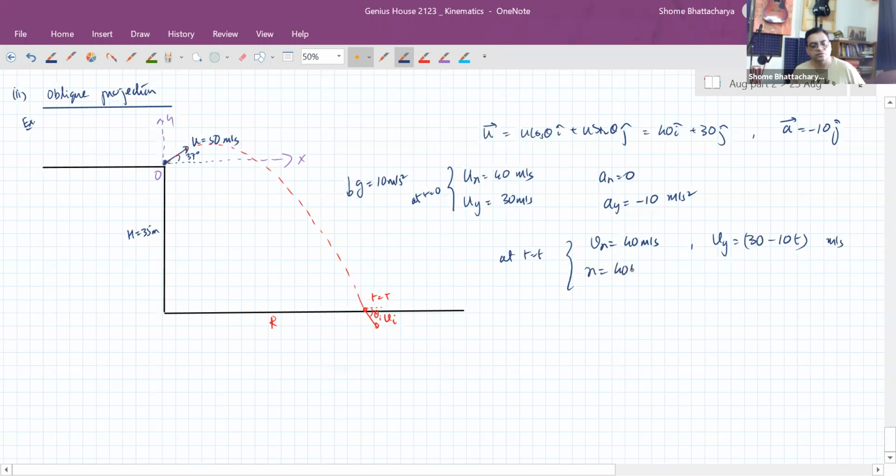The x coordinate therefore is 40t. The y coordinate is ut minus half gt square. So this is the y coordinate, not vy. Now you can use this fundamental set of equations for solving for time, impact speed, range, impact angle, all these things you can find out.